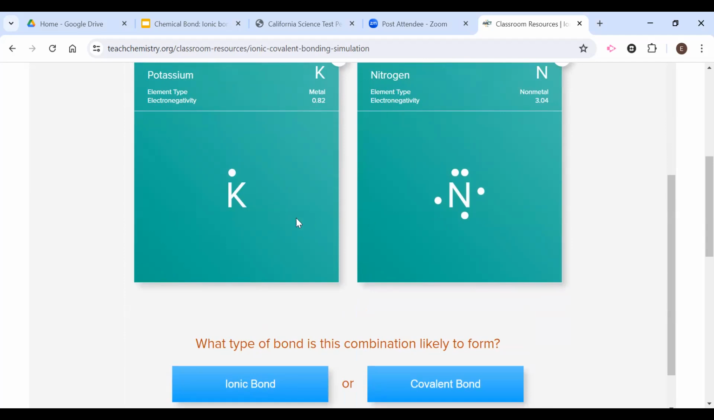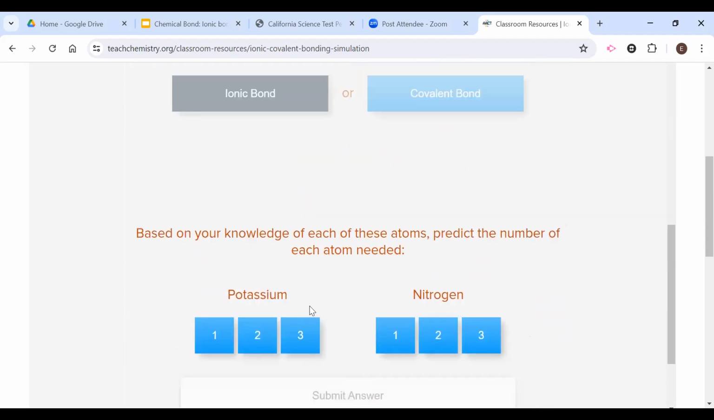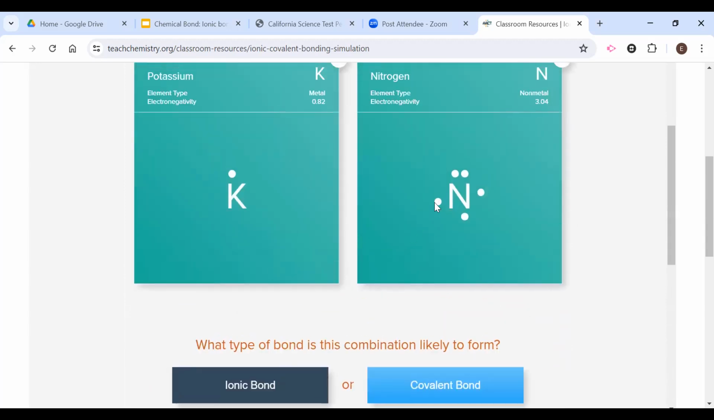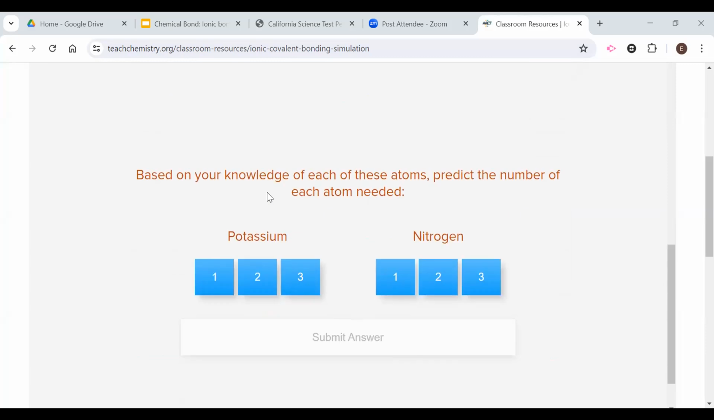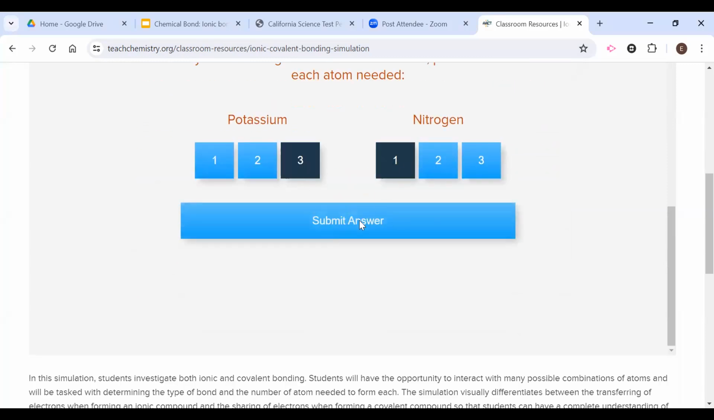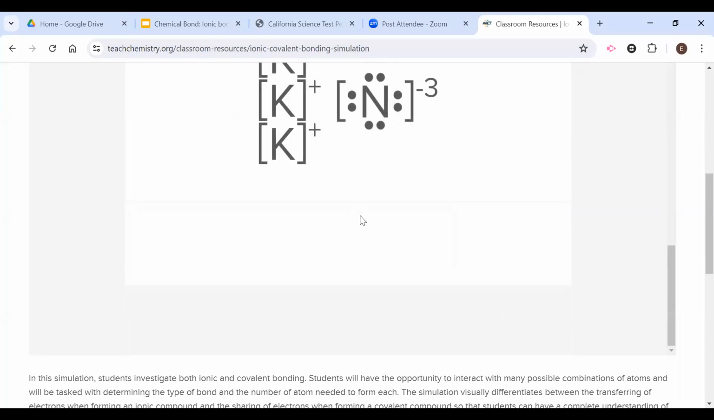So it's ionic. Now, how many potassium and how many nitrogen? Pause the video and figure it out. If you really did some thinking, this has 3, so it will need 3 potassium, and 1 nitrogen. You see that?